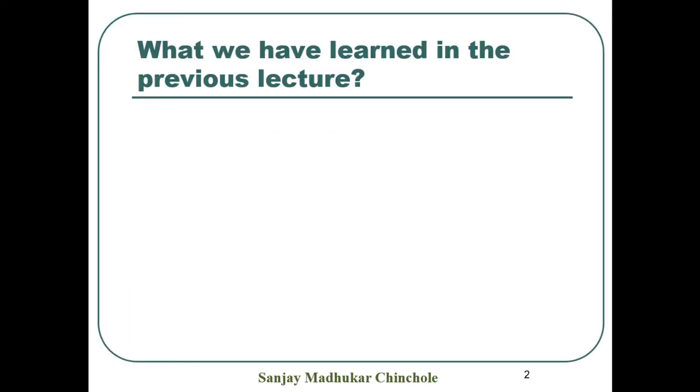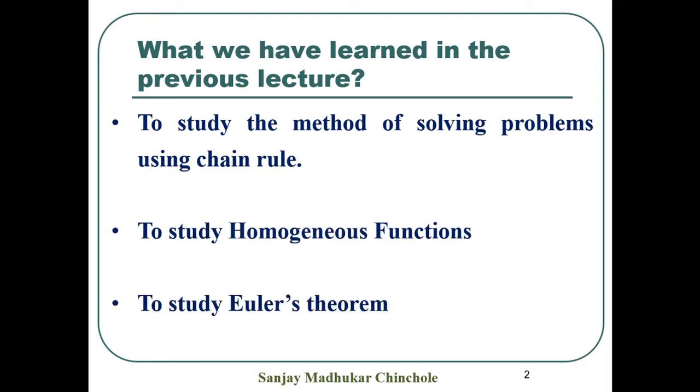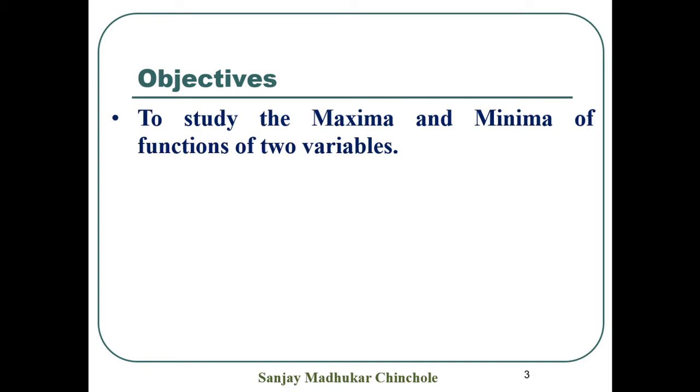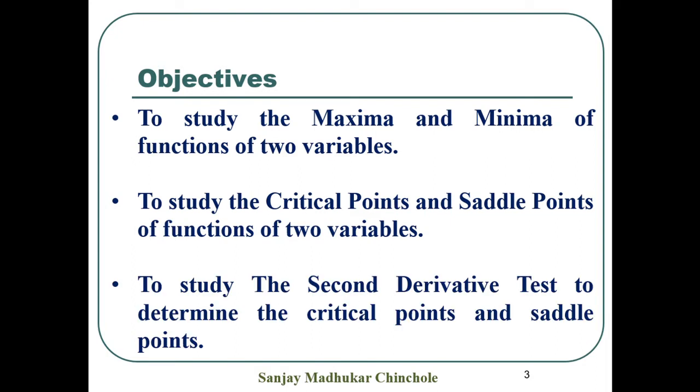In the previous lecture we have learned the method of solving problems using chain rule and homogeneous functions. The objectives of this lecture are to study the maxima and minima of functions of two variables, the critical points and saddle points of functions of two variables, and the second derivative test to determine the critical points and saddle points.